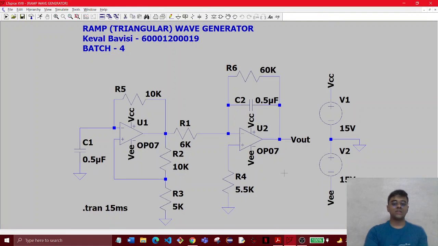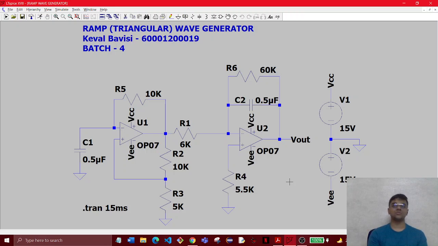The thing over here is that we use two op amps. The first op amp is identical to the astable multivibrator, the part that is before the R1 till over here; this whole part is the astable multivibrator. And the second part, after the R1, this whole part is nothing but an integrator.